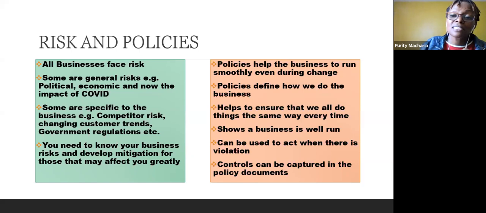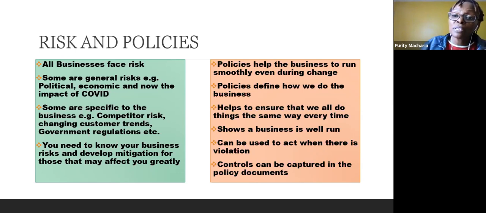All of them face some measure of risk, some more than others. Some risks are general and some risks are very specific. For instance, when there are political elections in a particular area or in the whole country, political risks keep kicking in for all businesses. Economic risks are there, like now we have a dampened economic environment. So there's an economic risk on everyone. And so on COVID, it's an economic impact on everyone.